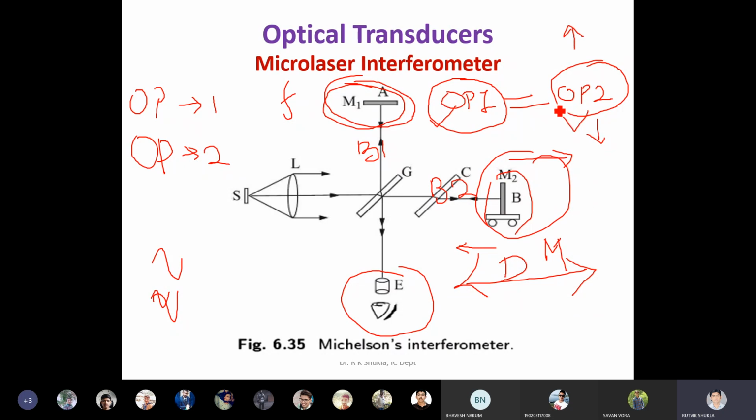Clear? So if the optical path length changes, the change will be observable at the eyepiece E. The eyepiece is like in a camera, where we look through the eyepiece. This is the observer eye. The observer is here, and through the eyepiece he is looking at what is observable from here. Whenever the optical path length changes, what you can observe are the fringes on this eyepiece E.